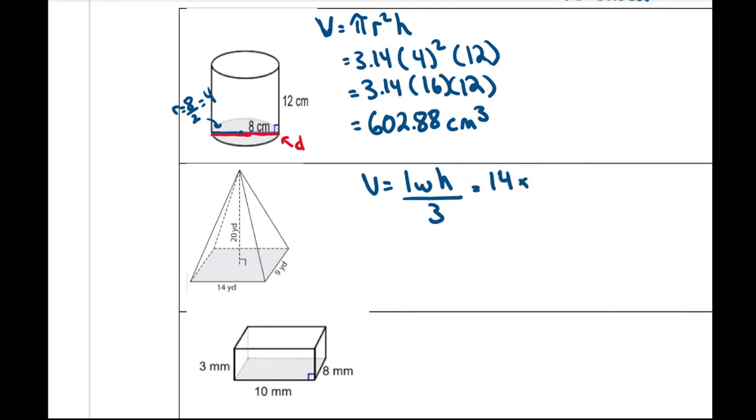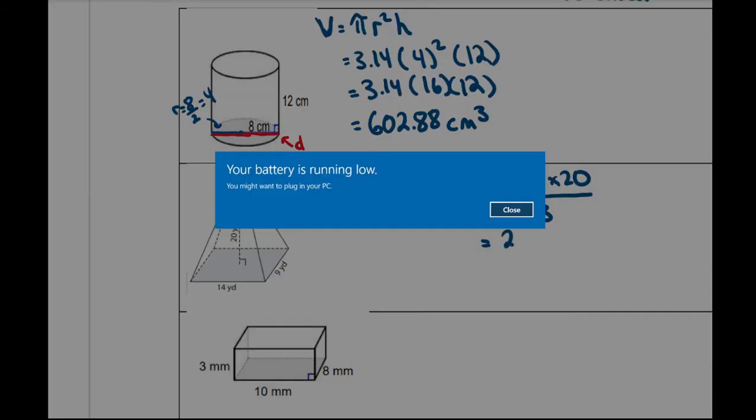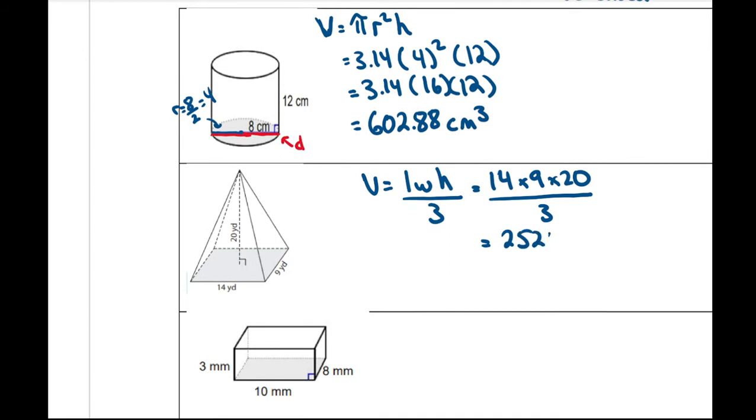So 14 times 9 times 20, all divided by 3. Again, I would simplify the top first. So 2,520 divided by 3. Now we get 840 yards cubed. So again, you could do this all at once in one calculation if you're comfortable using your calculator. If not, take the extra second to just break it down, do one extra step just to make sure you get the right answer.